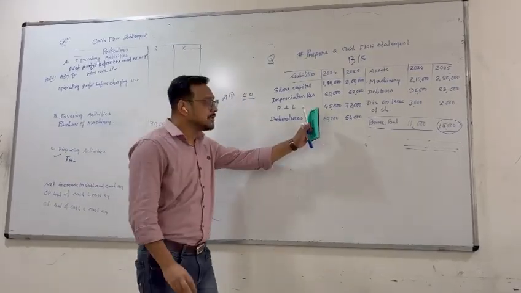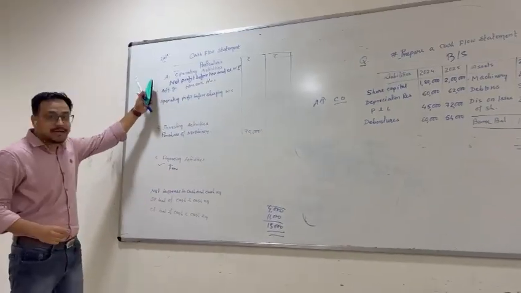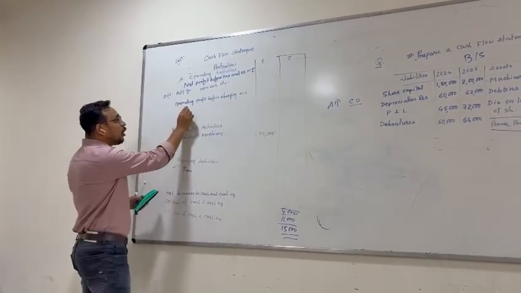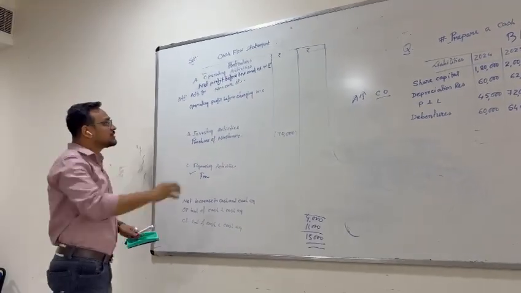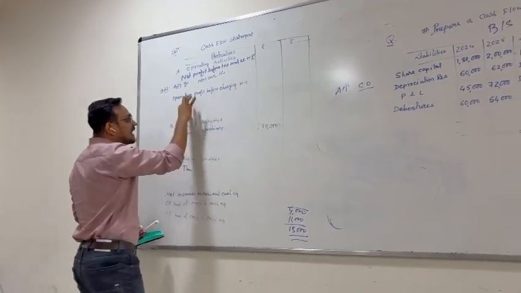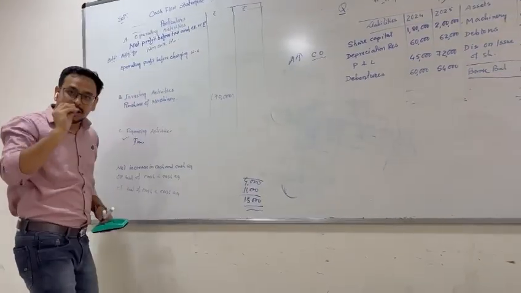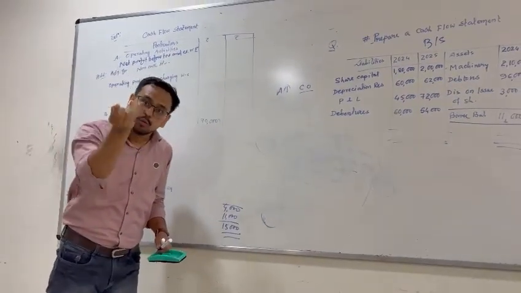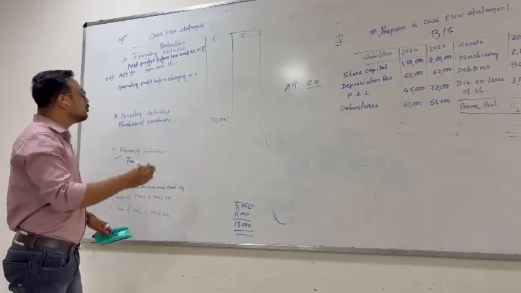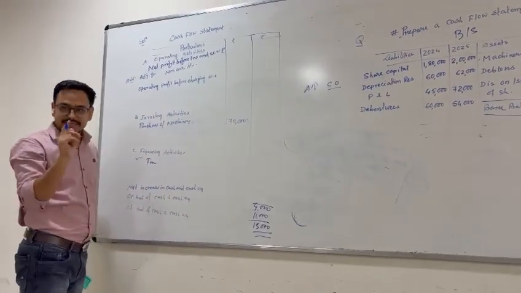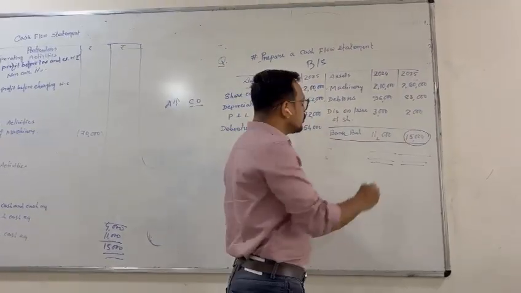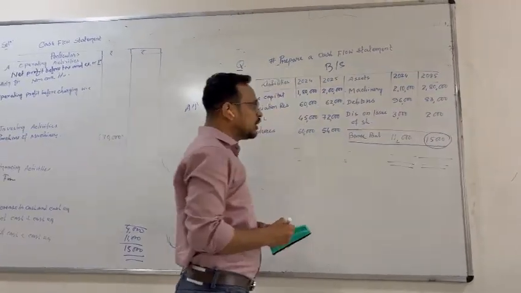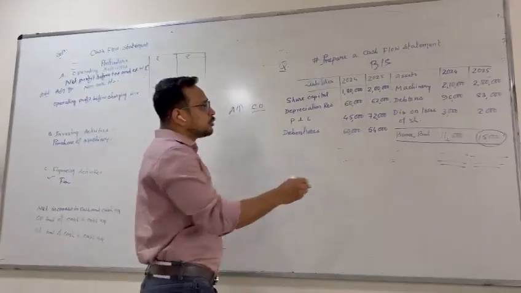So see, in our operating activities, when we write operating profit before charging working capital, this is the part where we will write our working capital changes. So what is working capital? Current assets and current liabilities. So see, debtors is our current asset. So 96 and 83, what is the change?